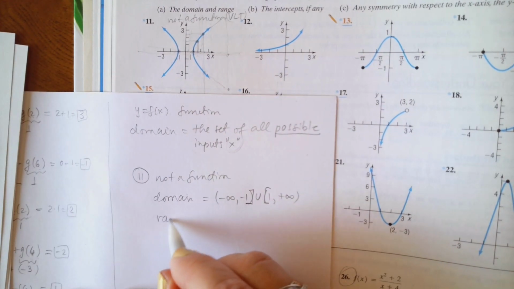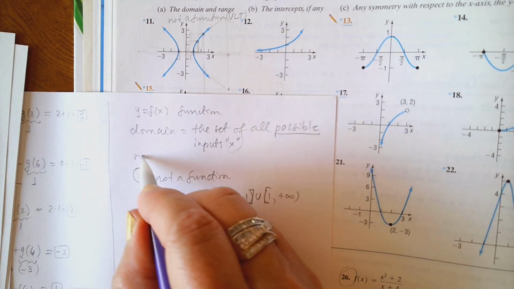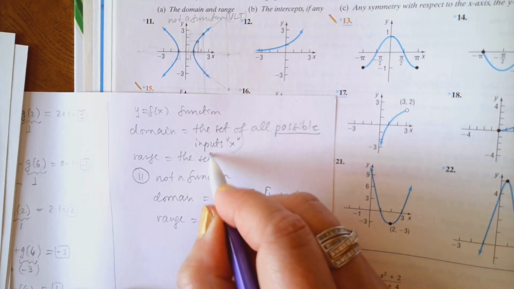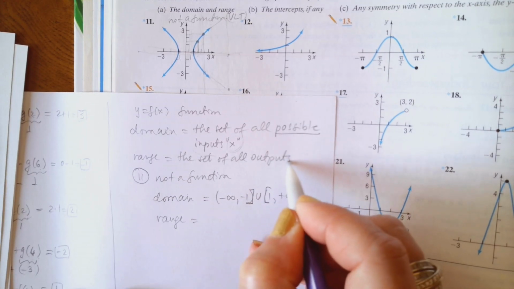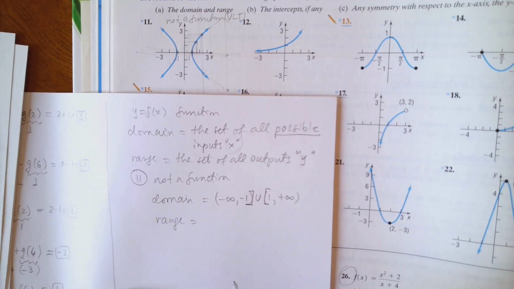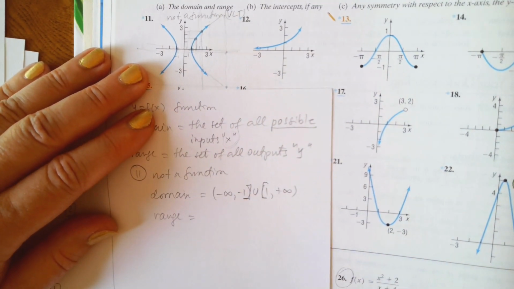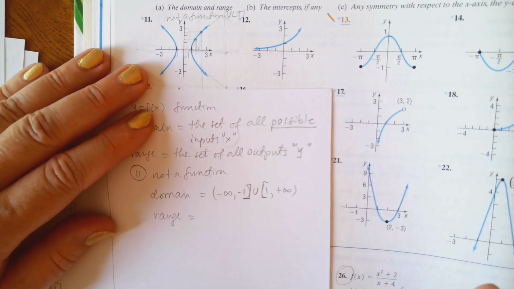And how about the range? Remember, the range is the set of all outputs. Yeah, that's what we said, the set of all outputs y. So if I look at this graph, I want to see what values from the y-axis I should exclude. Is there any value that I should exclude? Basically, there is no point on the graph with that particular value of y.